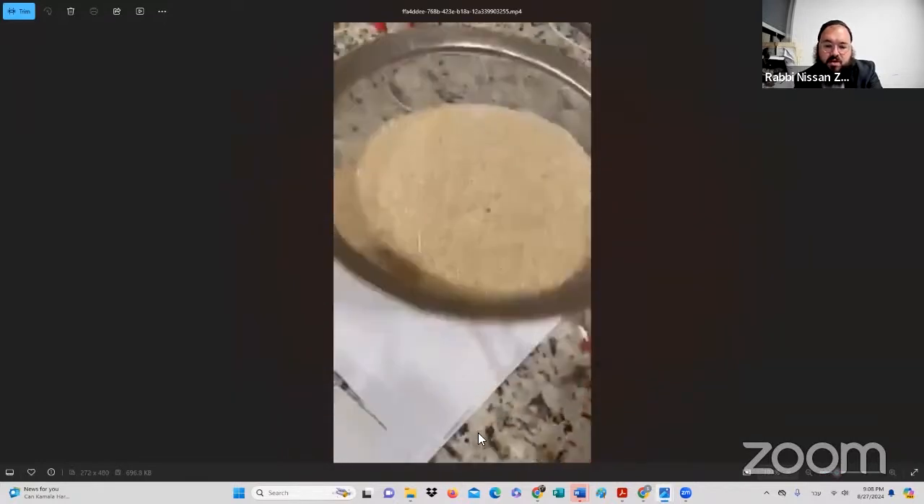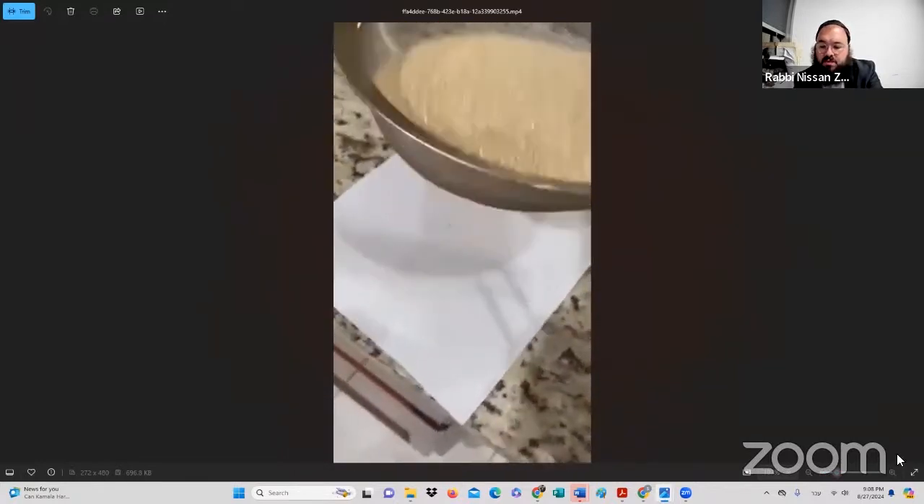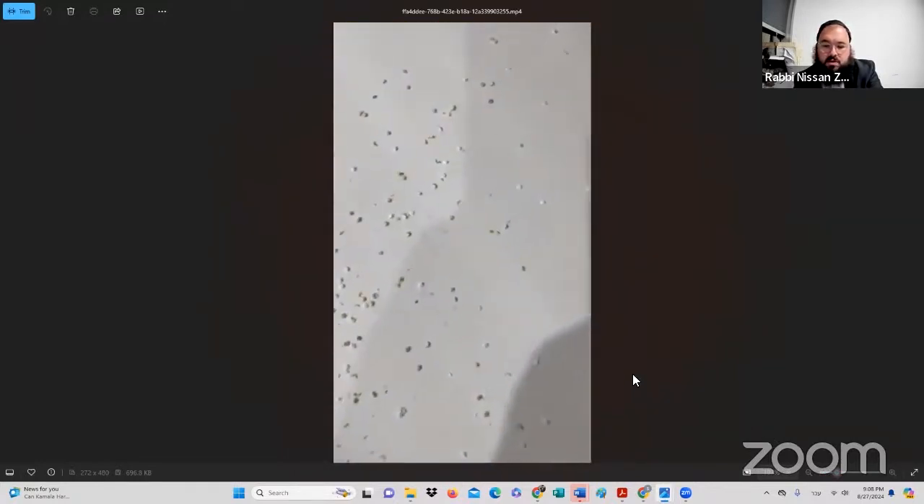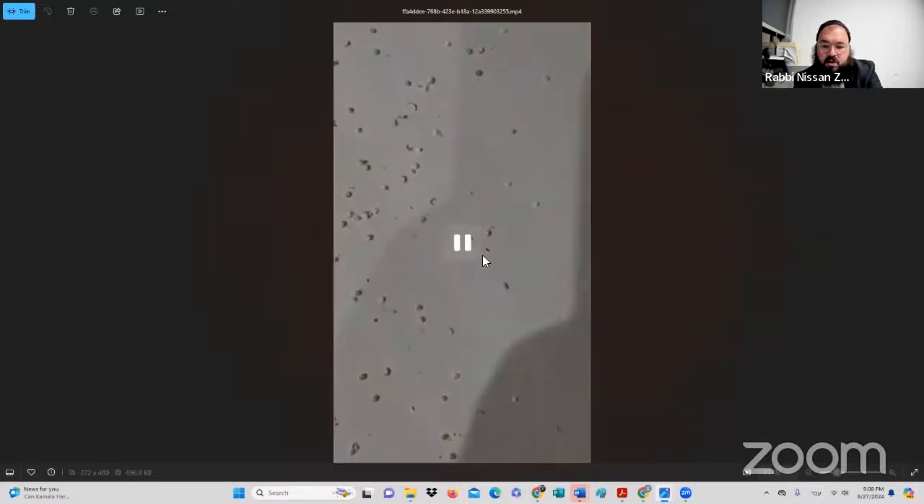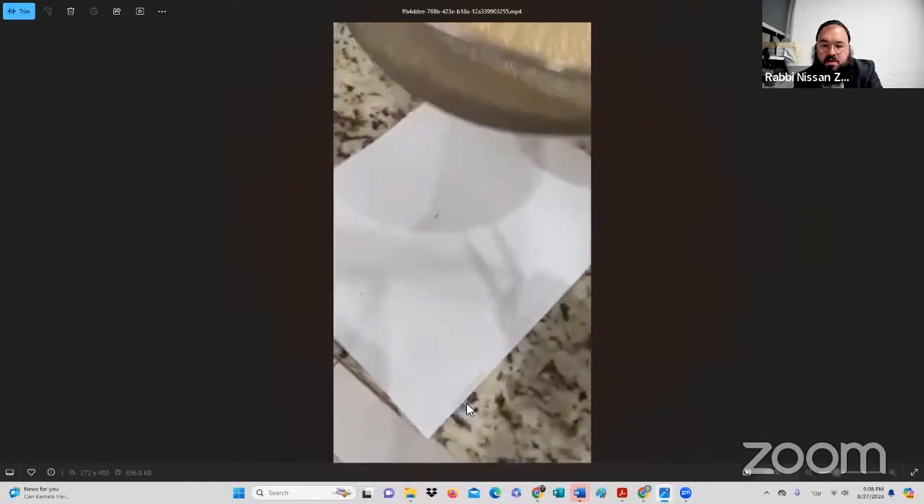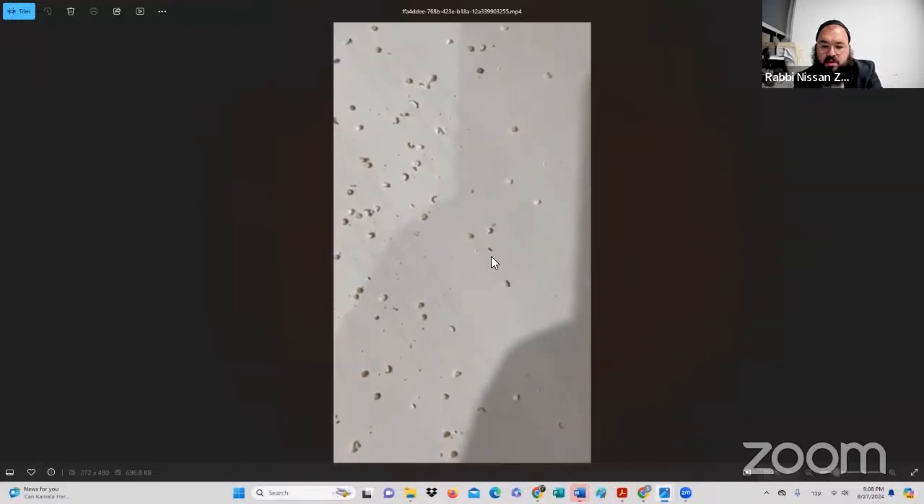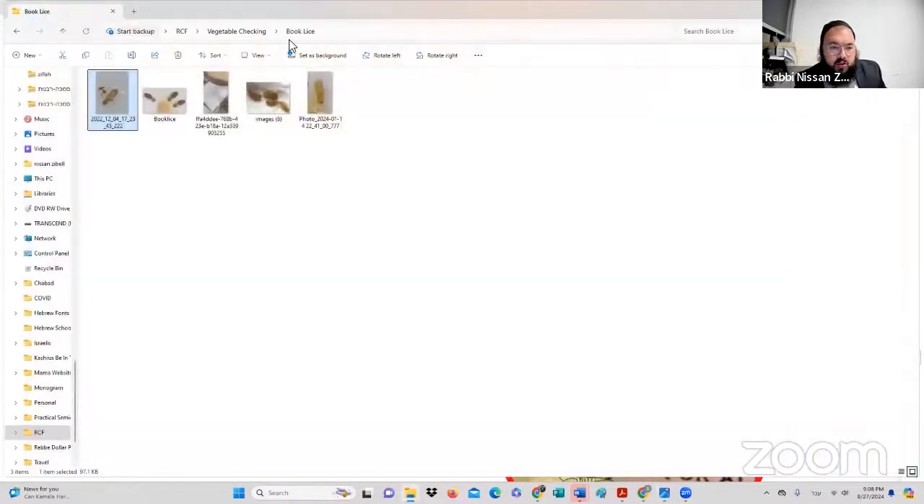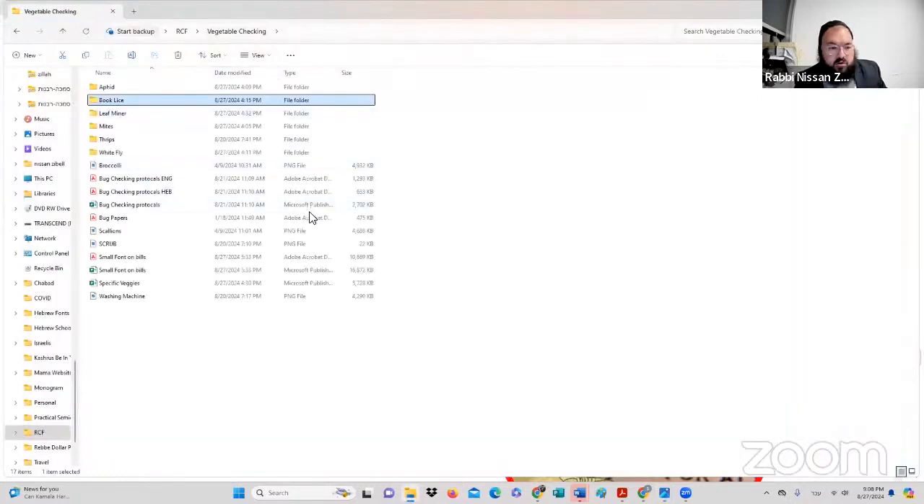And here's a video of somebody checking quinoa and actually seeing a book lice right there, walking around. So just again, just in case you didn't see it. And we'll get more details on how to check things, but right here we see it walking around. That's a little book lice. So that's for the different types of bugs.